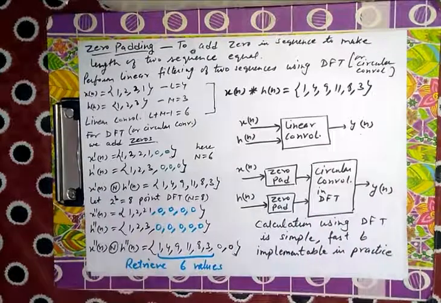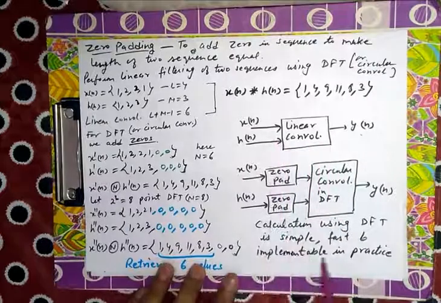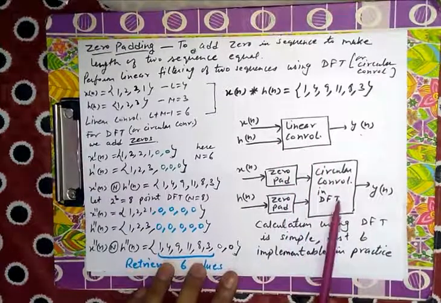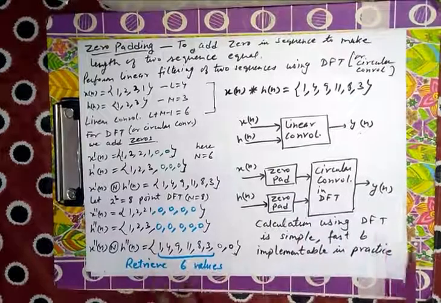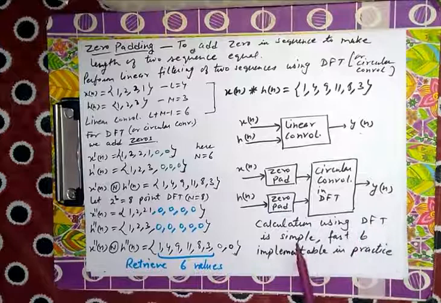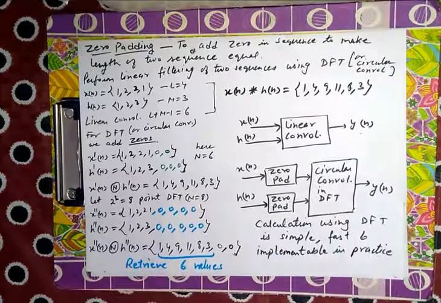Then the question is, why do we zero pad and then do circular convolution when linear convolution is easy? Because calculation using the discrete Fourier transform, DFT, is simple, fast, and implementable in practical scenarios. That's why we use this terminology.